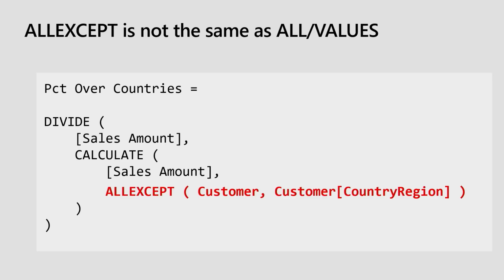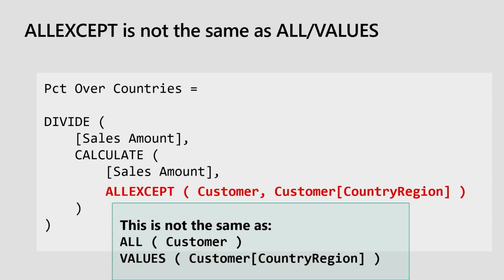ALLEXCEPT does something that is very similar. ALLEXCEPT removes the filter from all the columns of a table, but one column or two columns. So ALLEXCEPT says remove from everything, but keep, if there is a filter in country region, keep the filter there. You can write a syntax this way, which is not the same as saying ALL and then VALUES. Think about this. ALL customer, VALUES customer country region. VALUES customer country region is a syntax in DAX that provides the list of the values that are visible in the filter context for that column. It's a table. And if I write both conditions, ALL removes filters and VALUES applies filters.